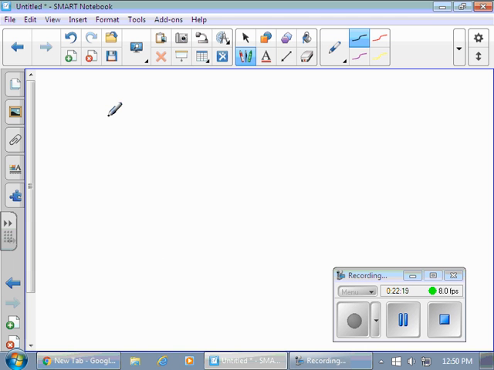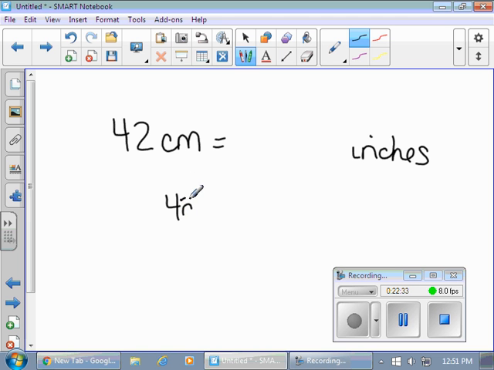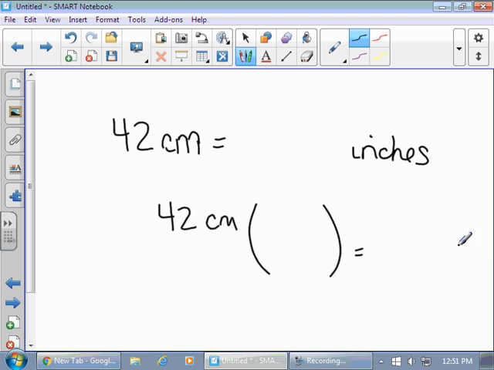All right. So let's say I have 42 centimeters and I want to go to inches. So to show your work, you're going to put in 42 centimeters. I'm going to erase that because I made a mistake there. 42 centimeters, and I'm going to times it by something, and I'm going to be left with inches.